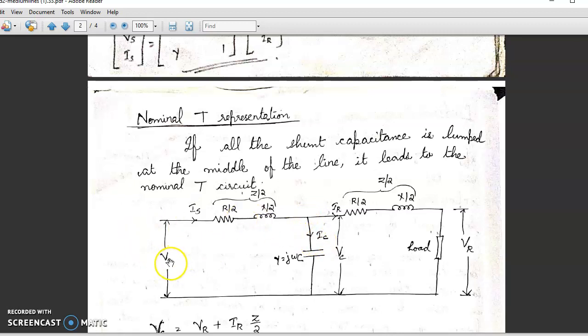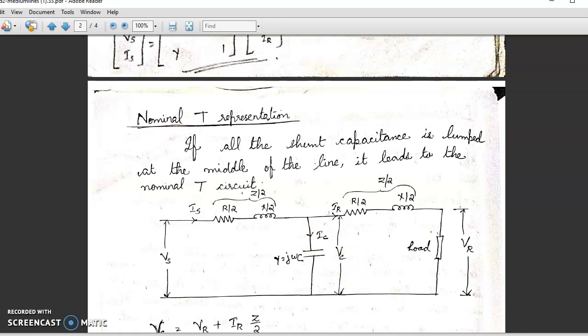So we have the sending end voltage, the sending end current, then we have half of the resistance, that is R by 2, and half of the reactance X by 2. Then here we have IR, half of the resistance R by 2, half of the reactance X by 2. Then we have the load, and across the load we have IR. And this is the lumped capacitance or the admittance Y, that is equal to J omega C. Current through the admittance is IC, and the voltage across the admittance is VC.